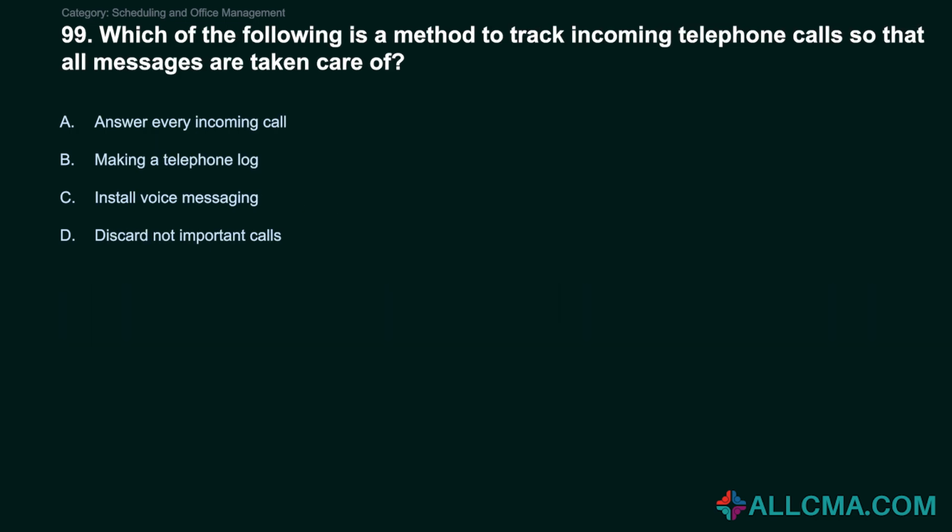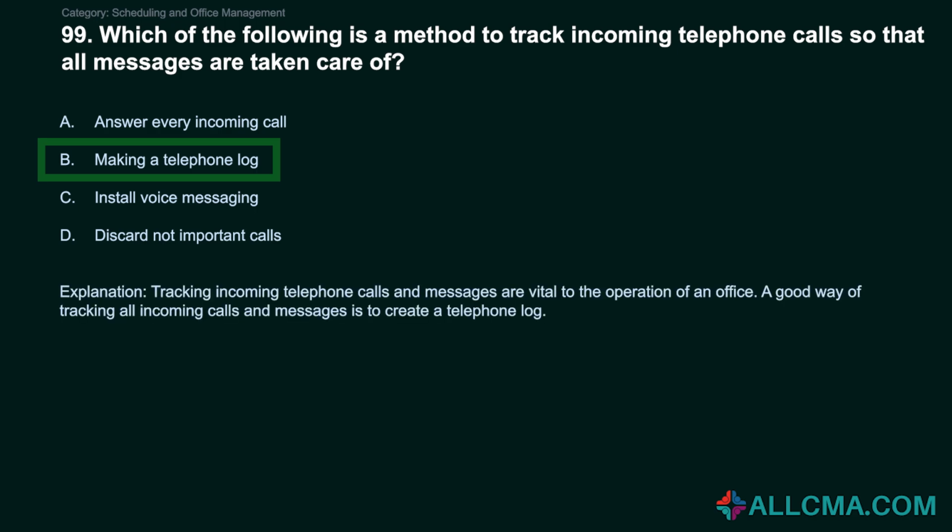99. Which of the following is a method to track incoming telephone calls so that all messages are taken care of? A. Answer every incoming call. B. Making a telephone log. C. Install voice messaging. D. Discard not important calls. Correct answer: B. Making a telephone log. Tracking incoming telephone calls and messages is vital to the operation of an office. A good way of tracking all incoming calls and messages is to create a telephone log.